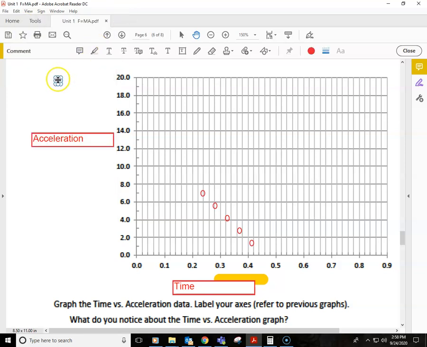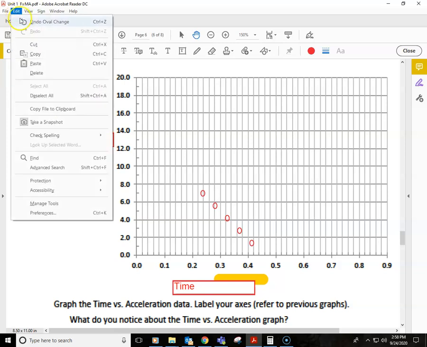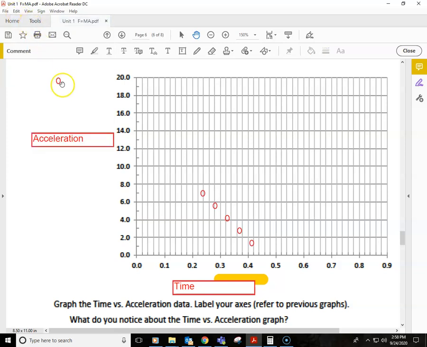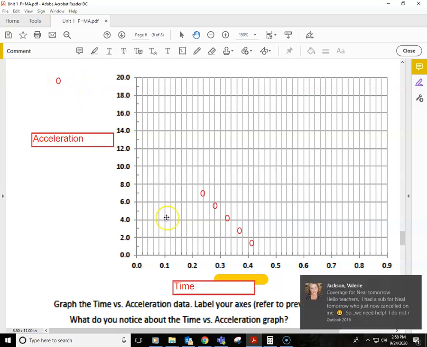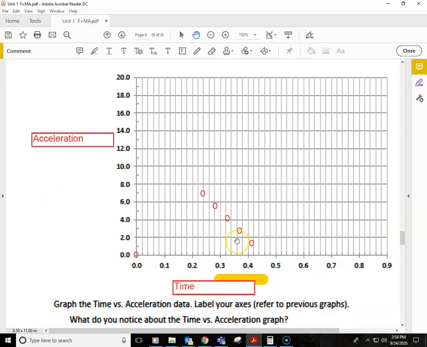So I want to try to grab this. That's going to stretch it out. That's no good. That's going to stretch it out in both directions, isn't it? Okay, I don't want to do that. So what I'm looking for, oh look, it looks like an arrowhead. What does that do? Oh, perfect. It allows me to drag it. So I drag it to the 0, 0 spot.